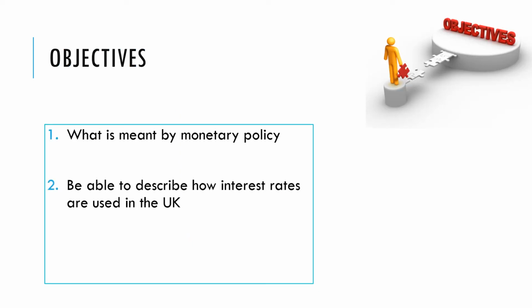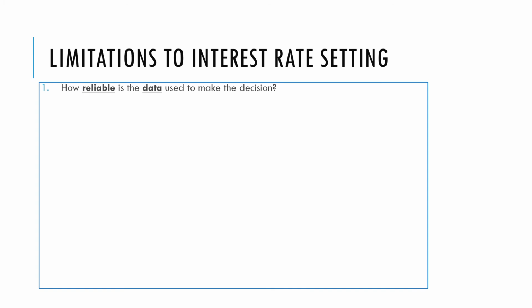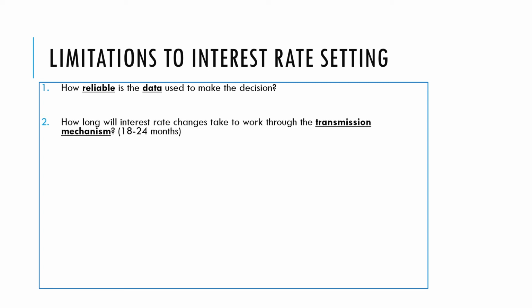So we've looked at what is meant by monetary policy, and we've looked at how interest rates are used in the UK. Let's finish off by evaluating the use of interest rates. There are some limitations to interest rate setting and the effects we've discussed so far. The first one is the MPC have to make a decision based on lots of data, but we might question how reliable that data is, the quality of it, and how much weighting each item of data should have.